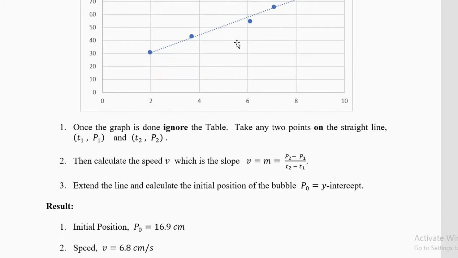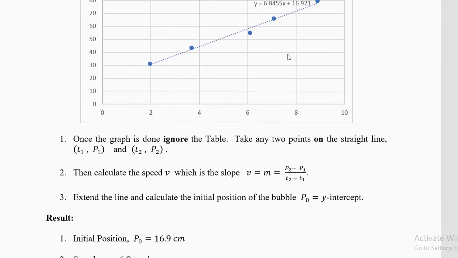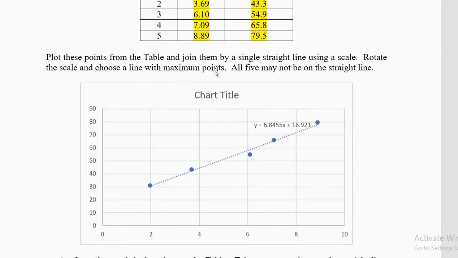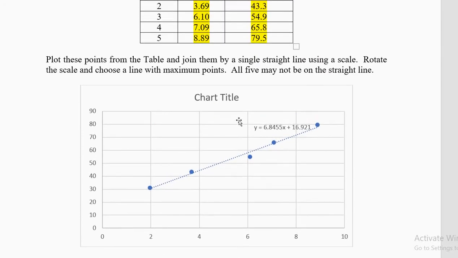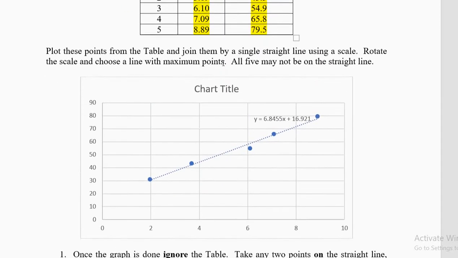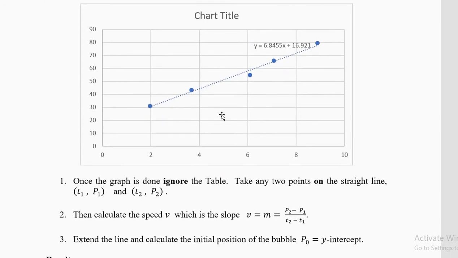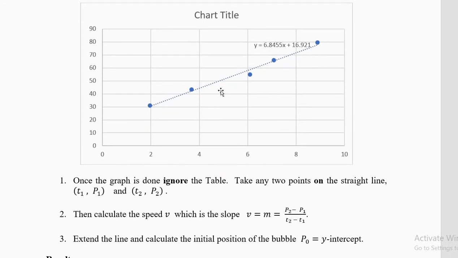Now, after you draw the line, do not look at these 5 points again. When you plot the 5 points, the table's work is over. After you make the straight line, the work of these 5 points are over. Your line cannot be perfect because the data is not good. One point is outside the line. Do not worry about it.